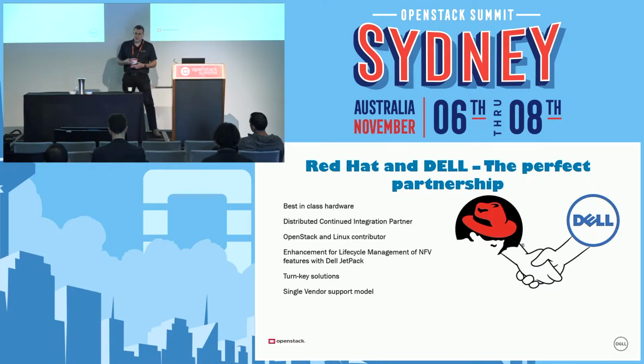All right, and why Red Hat and Dell? Dell is the number one server manufacturer, and they create best-in-class hardware. They're also one of our distributed continuous integration partners. What that means is they have access directly to our repositories and the pre-release packages, and they can continuously test Red Hat OpenStack on their hardware. They're big OpenStack and Linux contributors, and what Arkady is going to talk about is how they're enhancing lifecycle management with the Dell Jetpack.